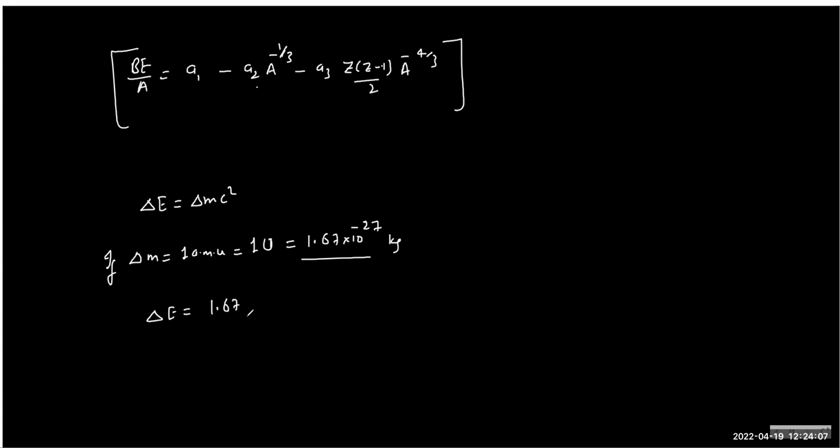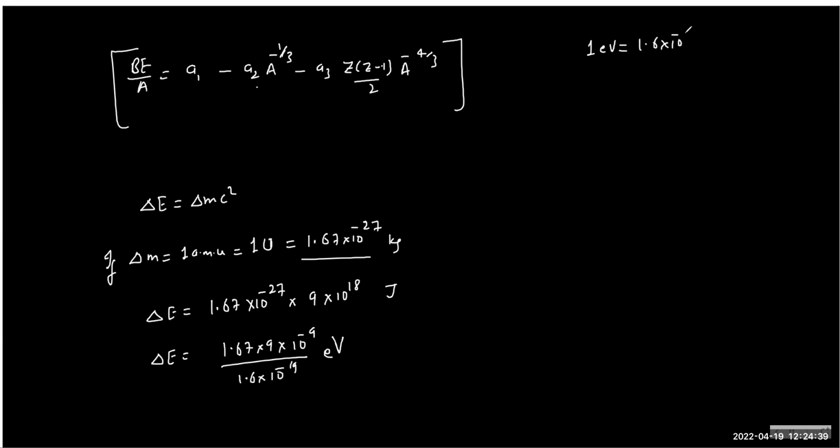1.67 into 10 power minus 27 into 3 into 3 are 9 into 10 power 8. This is in Joule. And generally, we write the answer in terms of electron volt. So we have to divide this number with 1.6 into 10 power minus 19. This is eV now. Because 1 eV is 1.6 into 10 power minus 19 Joule.